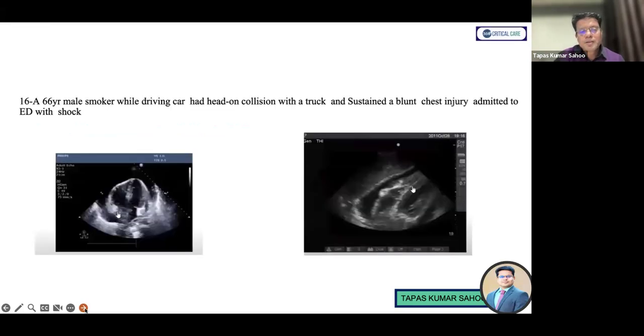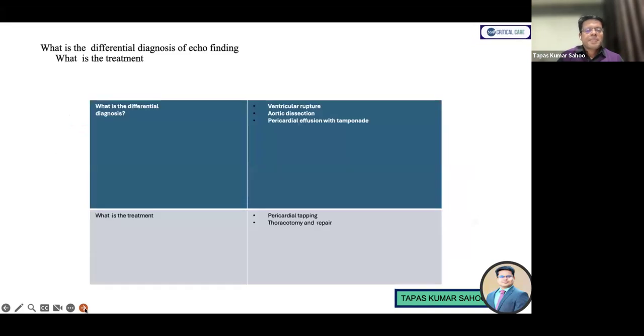Clear? Question number 16. A 66-year-old male smoker, while driving a car, had a head-on collision with a truck and sustained a blunt chest injury. Admitted to the emergency department with shock. And these are the echo findings. What is the differential diagnosis?